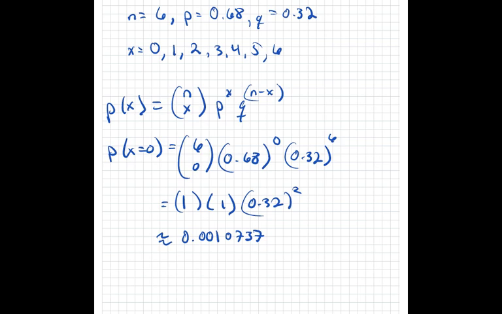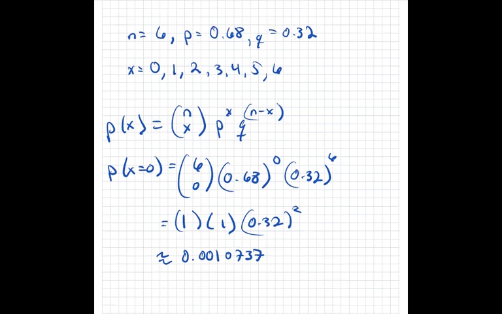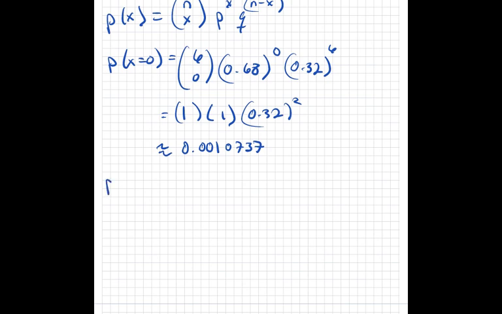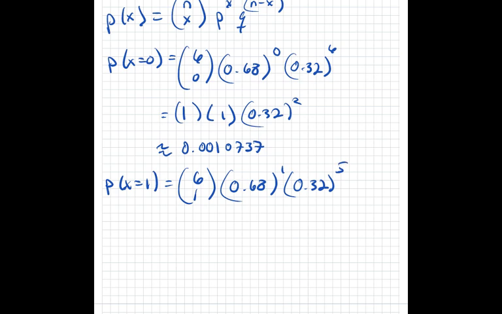I'm probably going to need another page. Let's do the next one, the probability that x is equal to 1. That's going to be 6 choose 1 times 0.68 to the power of 1 times 0.32 to the power of now 5. 6 choose 1 is just 6. I'm skipping the formulas because I already know these. n choose 0 is typically 1, n choose 1 is just n, and the rest I usually calculate. Just for the sake of time, I'm doing a shortcut. So that one is going to be 6 times the 68%, and then times 0.32 to the power of 5.